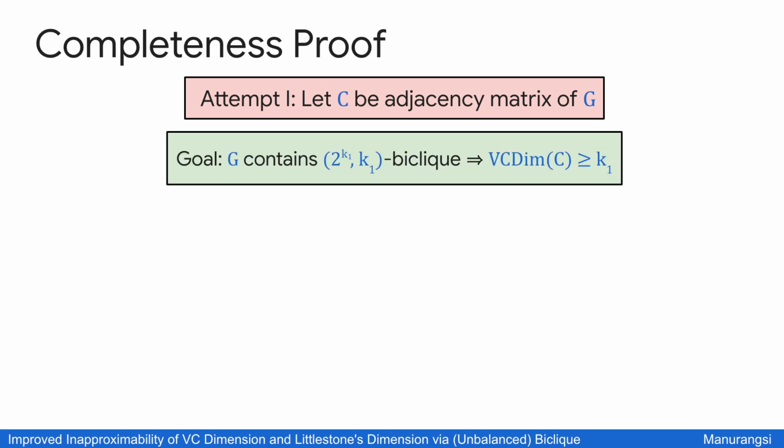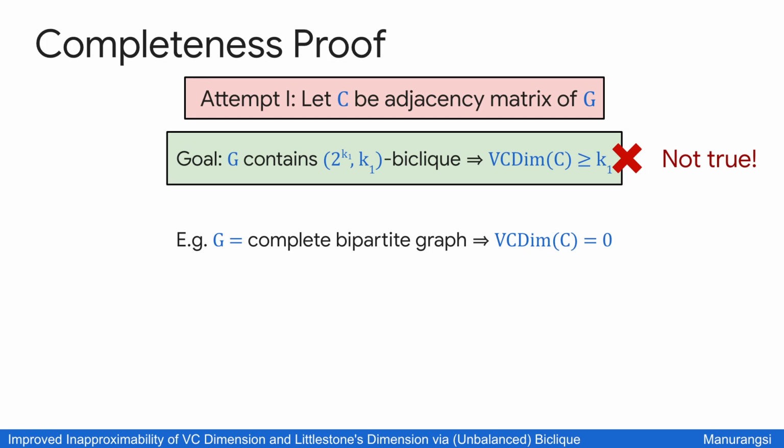So what do we want to prove again in the completeness? We want to show that if G contains a large biclique, a 2 to the k1 biclique, then the VC dimension of the resulting concept class C has to be at least k1. Unfortunately, as you might have noticed, this is actually not true. A simple counterexample here is when G is the complete bipartite graph. In this case, the resulting matrix C is the all-one matrix, so its VC dimension is just 0. Now, the issue here seems to be that there are, in some sense, too many ones in the matrix C.